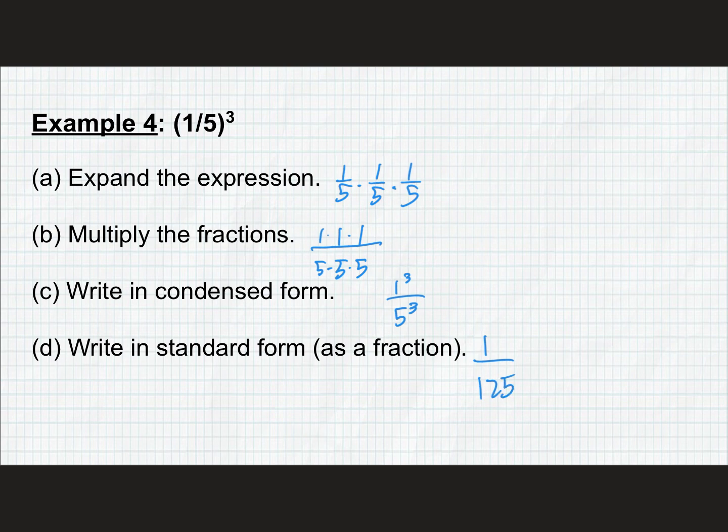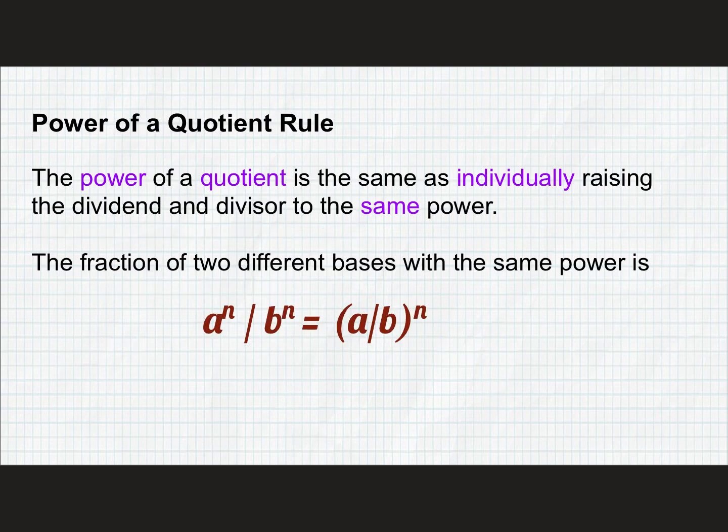Now, if we wanted to write this in standard form as a fraction, we would multiply it out and get 1 over 125. This is an example of the power of a quotient rule. The power of a quotient is the same as individually raising the dividend and divisor to the same power. The fraction of 2 different bases with the same power is a to the n over b to the n equals a over b all raised to the n power.